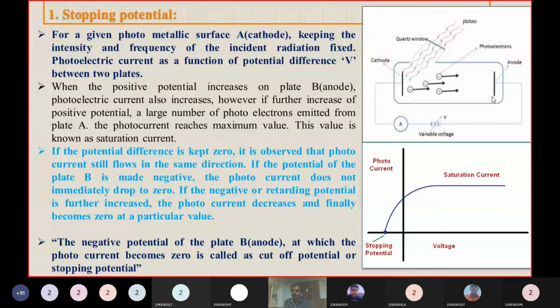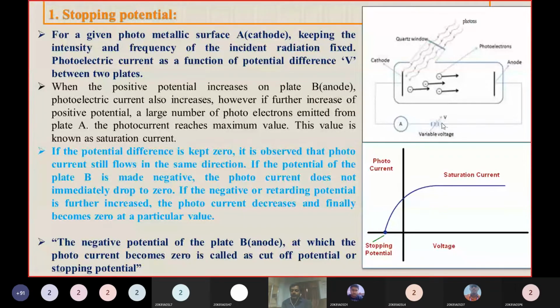That's why the current also does not increase. At a particular potential, all electrons reach the anode, so the current becomes saturated. If you increase the voltage further, there are no extra electrons. Only if the number of electrons increases will the current increase. So the current will become saturated, and the graph will be like that.